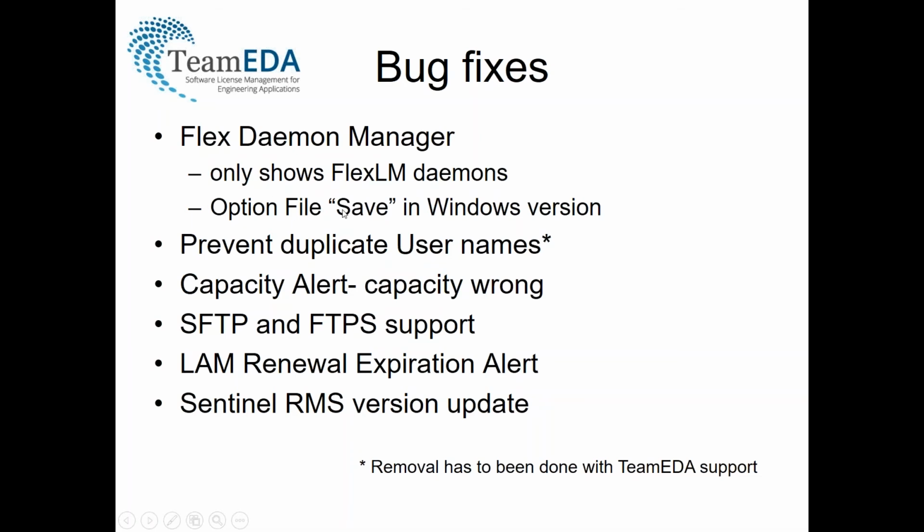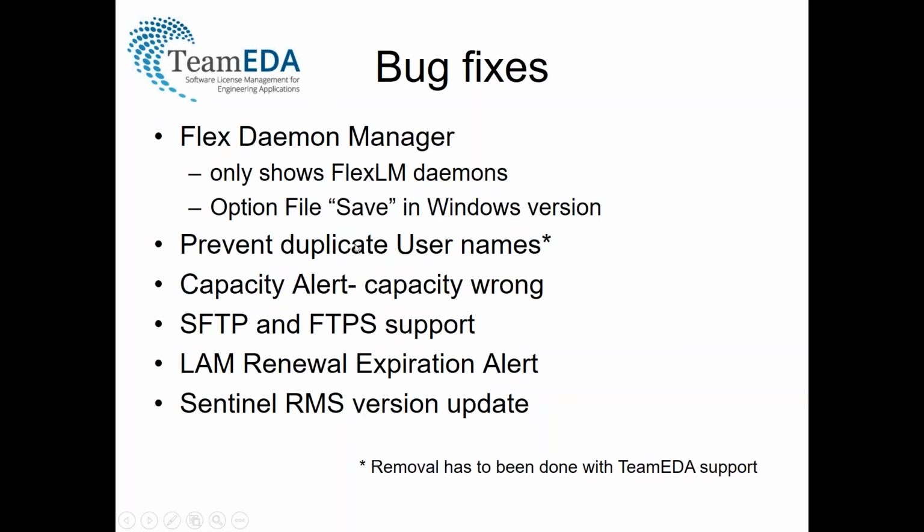Option file, you can save in Windows now. I don't know if you tried using the option file edit and restore function in Windows, but we had a bug there on the save function. It worked fine in Linux, but not on Windows. We fixed that. I would encourage you, if you are using option files, the option file in FlexLM gives you the ability to set permissions and distribution rights and a whole bunch of other things. You can edit that option file inside of our tool now, inside of Daemon Manager, and save it and redeploy it.